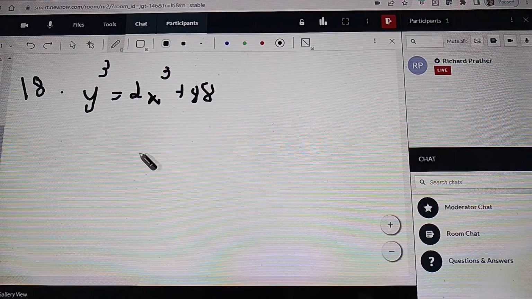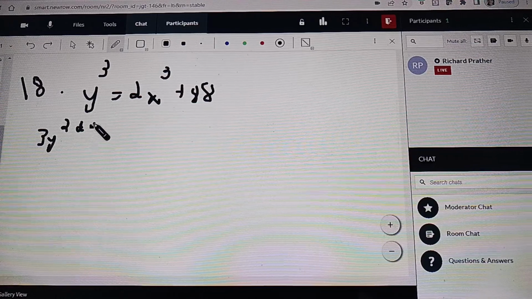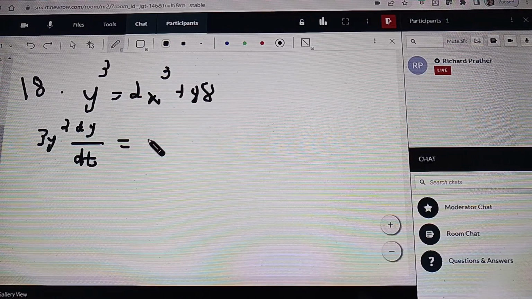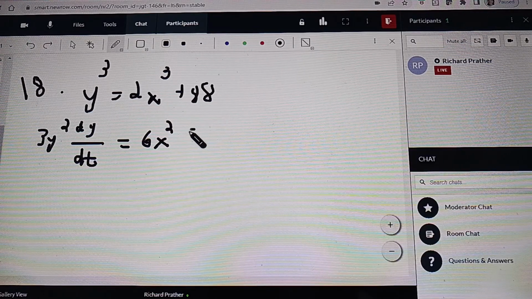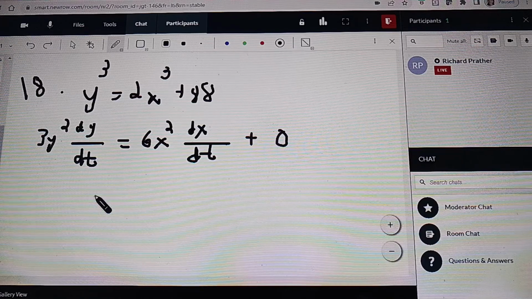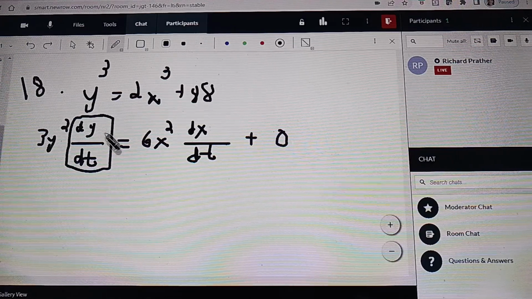So the derivative of y cubed is 3y squared, and then you need a dy over dt attached to that because t is the variable of interest. The derivative of 2x cubed is 6x squared, and then you need a dx over dt. This time you do need it because t is the variable of interest. The derivative of 88 is nothing. And then I want to solve for dy over dt. That's the one unknown. They're not going to give me a value for it.